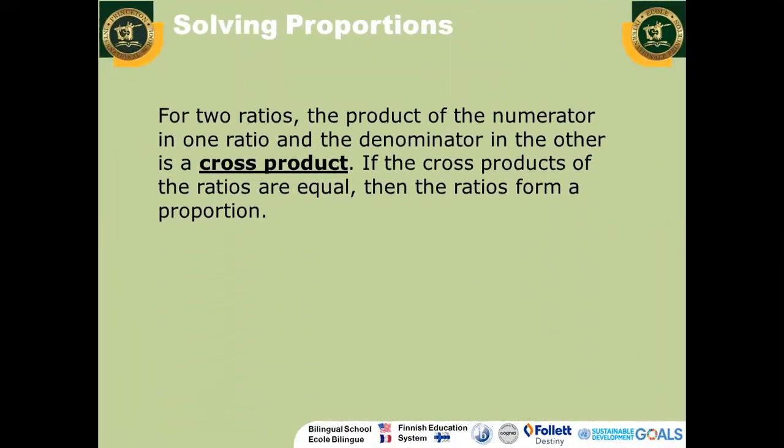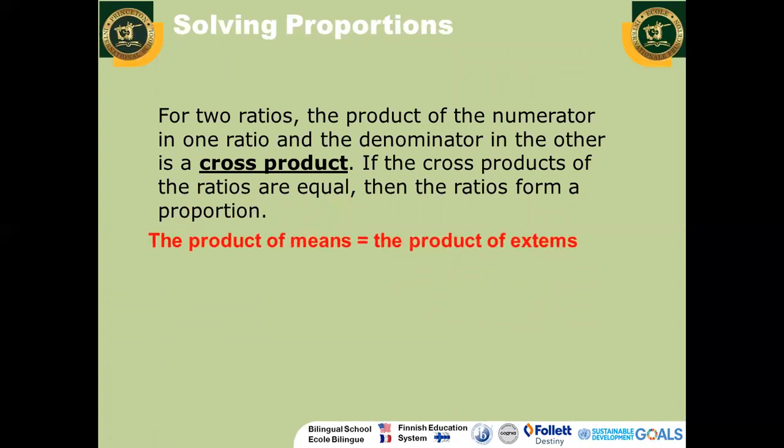Solving proportion. If I have two ratios, the product of the numerator in one ratio and the denominator in the other is a cross product. So this is the definition of a cross product. That means if I have two proportional ratios, the product of the numerator of one of them multiplied by the denominator of the other is called a cross product. If the cross products are equal, then the ratios formed are proportions.